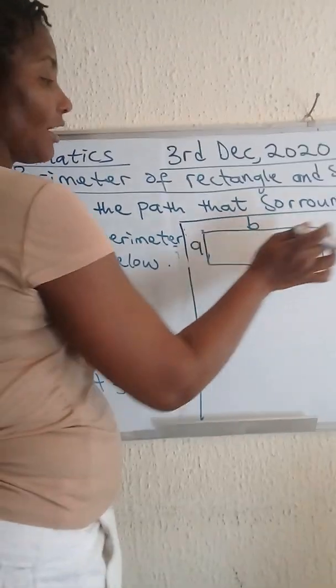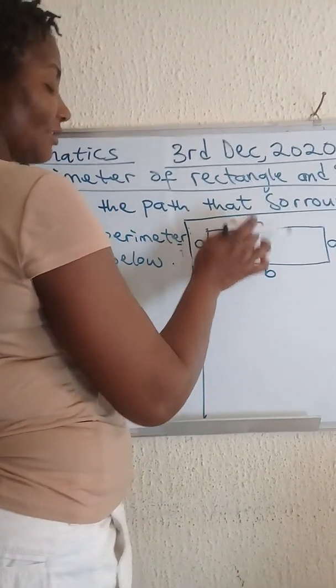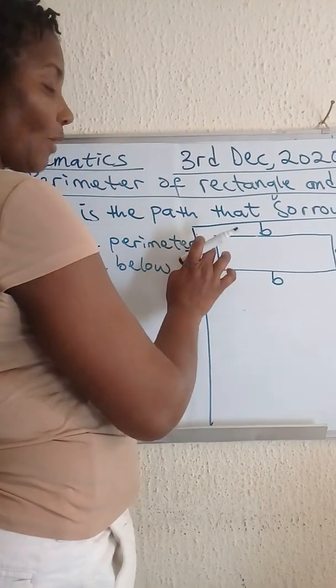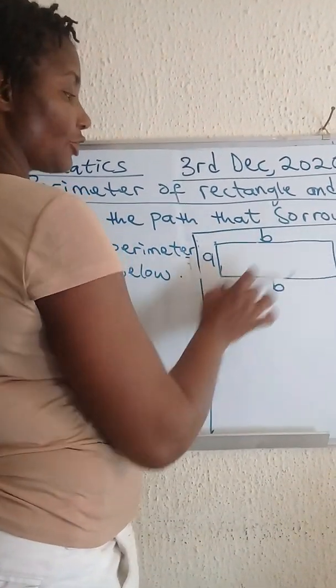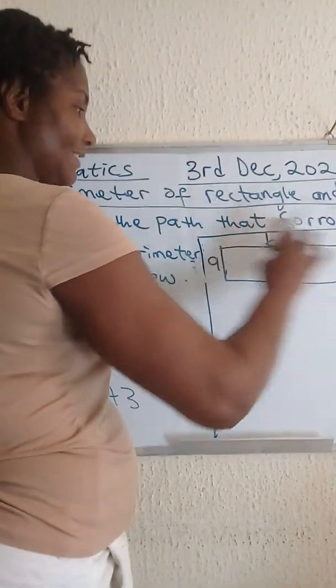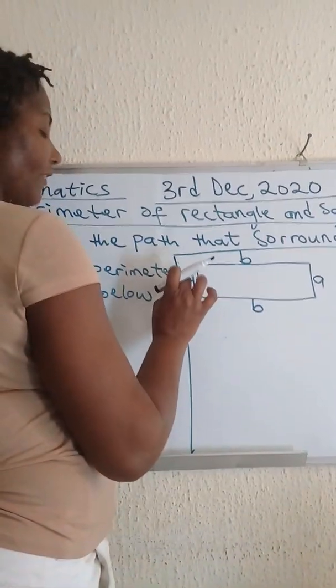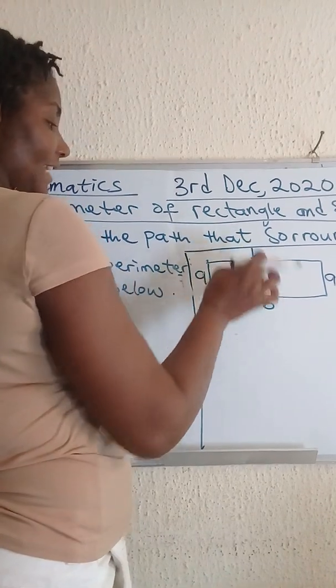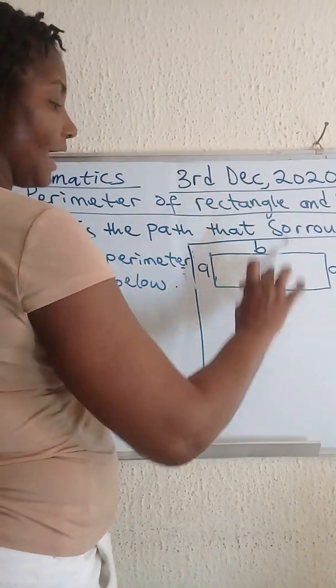This side is longer than this side. Likewise, this side is longer than this side and this side. So this one is shorter. These 2 sides are shorter than these 2 sides. So because this side and this side are equal, you go with A and A. And this side and this side are equal, you go with B and B.